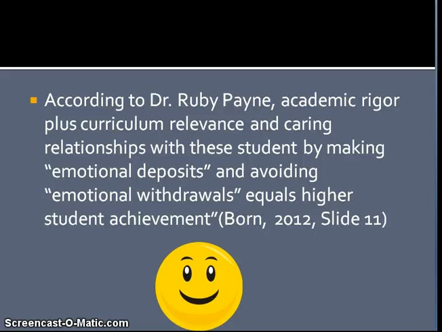According to Dr. Ruby Payne, academic rigor plus curriculum relevance and caring relationships with these students are important. By making emotional deposits and avoiding emotional withdrawals, it equals higher student achievement. And that was taken from Dr. Bourne's PowerPoint, slide 11, 2012.